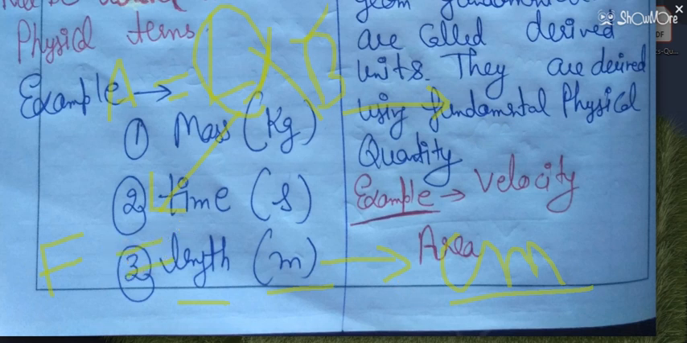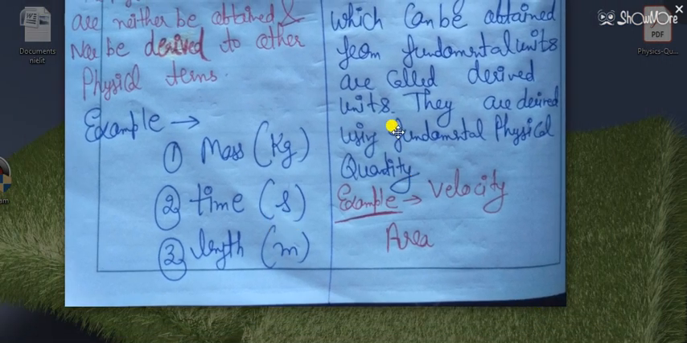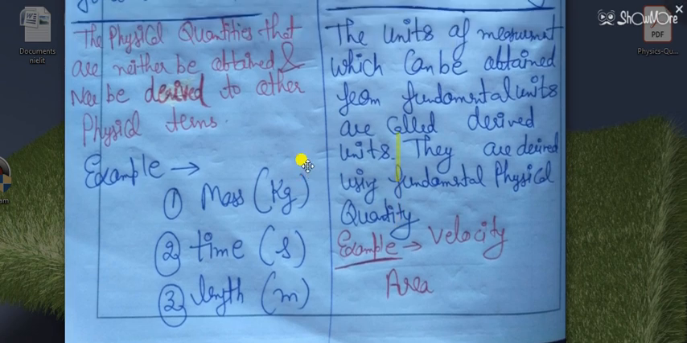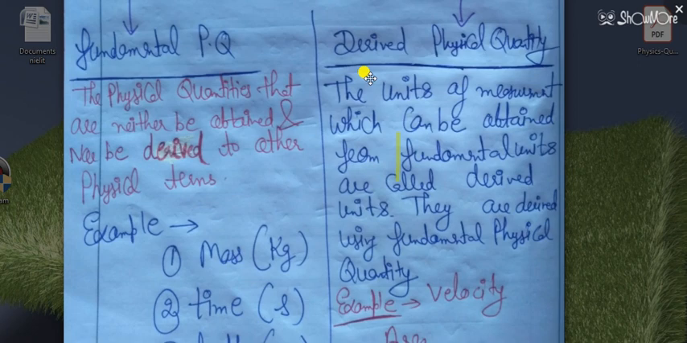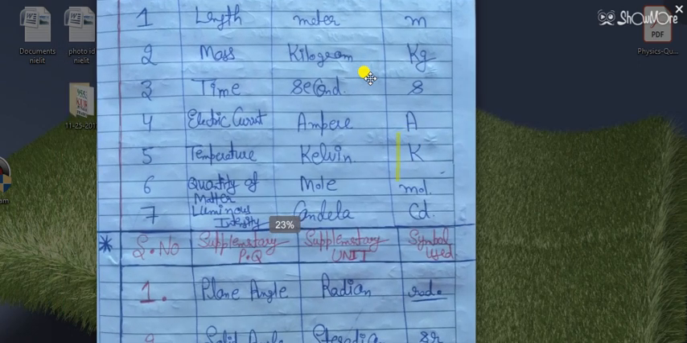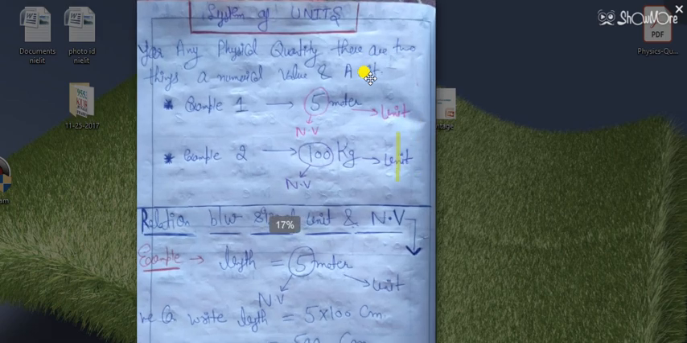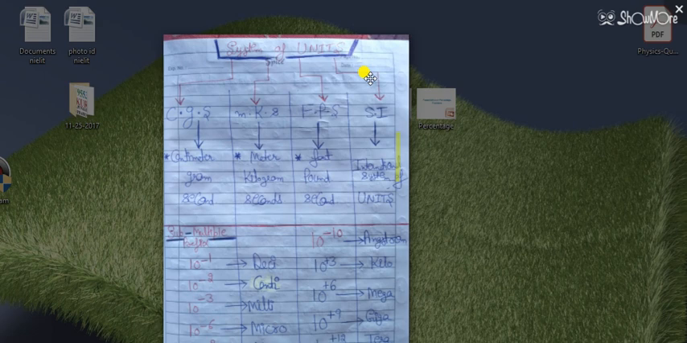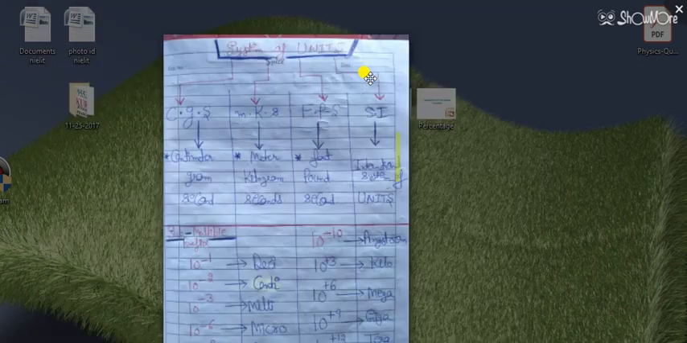So I am just discussing the importance and the difference between these two types of units. Physical quantities: one is fundamental physical quantities, another one is derived. Tomorrow we will discuss these units, and from tomorrow we will discuss this system.